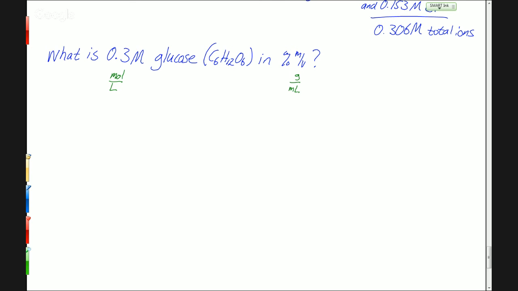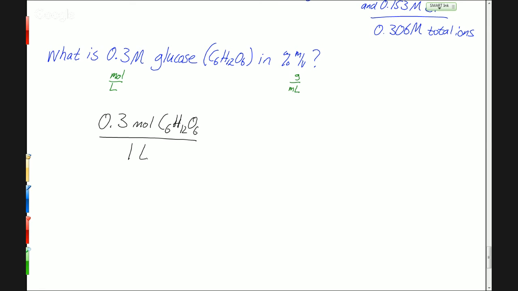So as we did before, this is kind of a unit conversion. We start in this case with molarity, which is moles per liter. But then our ultimate answer we want in percent mass by volume, which is grams per milliliter, or grams per 100 milliliters. So to do that, we would take the first number and make that moles per liter. So that tells us 3 moles of glucose divided by 1 liter.